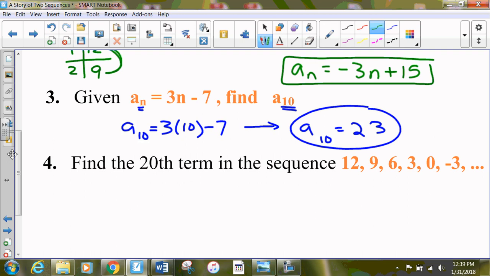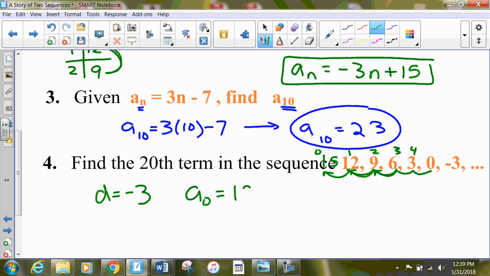We're going to define it. We're going to note that as we're moving down the sequence, or rather to the right of the sequence, we are subtracting 3. So we know that D is -3. And that means that if this is the first term, the second term, the third term, the fourth term, if we move backwards going this way, we appear to be adding 3. So to get to the 0th term, that's going to be 15. So my a sub 0, my 0th term, is 15.